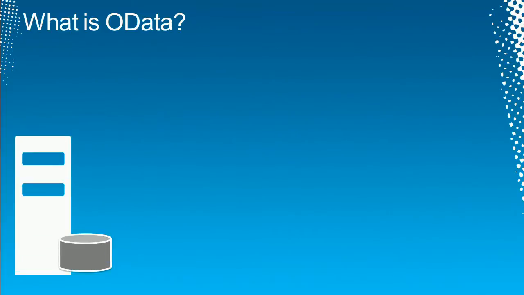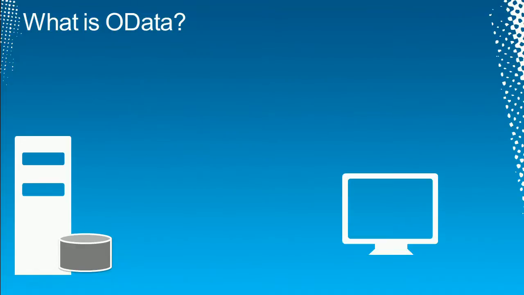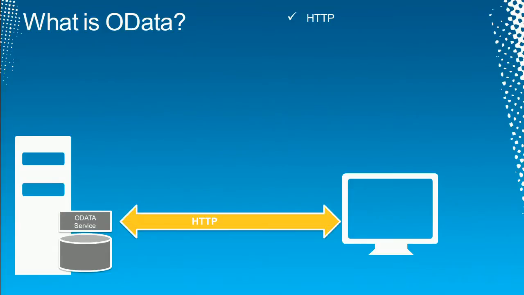So imagine you have a data source, and you want to be able to get that data out to some consumer somewhere. If you put an OData service on top of that, the first thing you get is access to that data over HTTP. That means you can go through firewalls and things like that if people have configured the appropriate ports. So that's good.